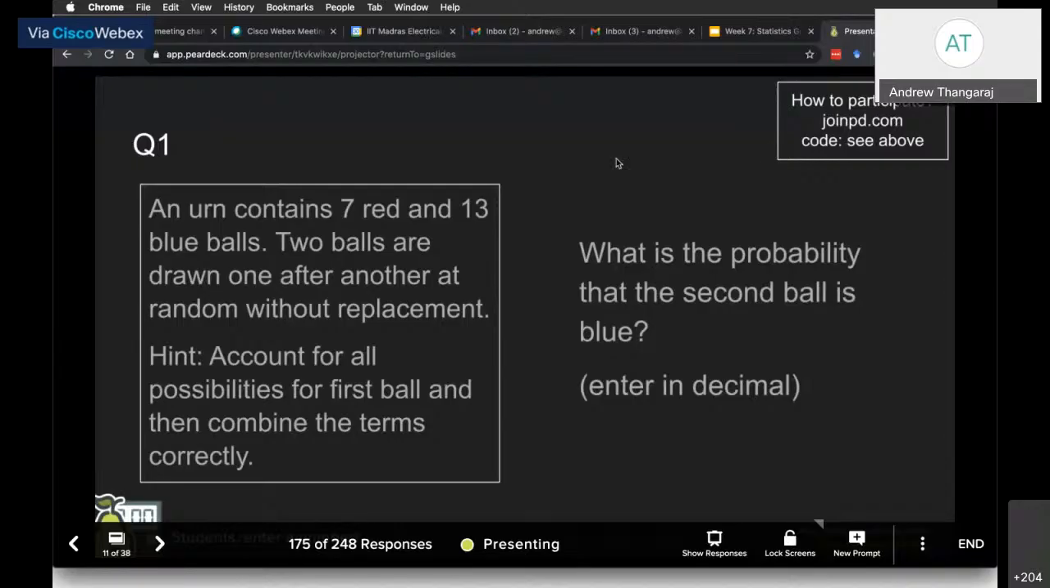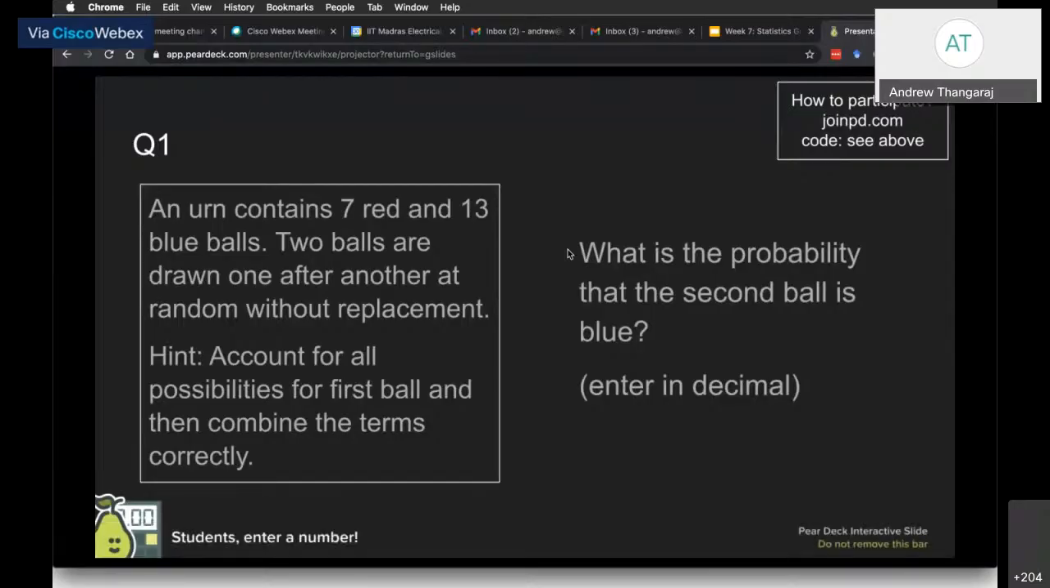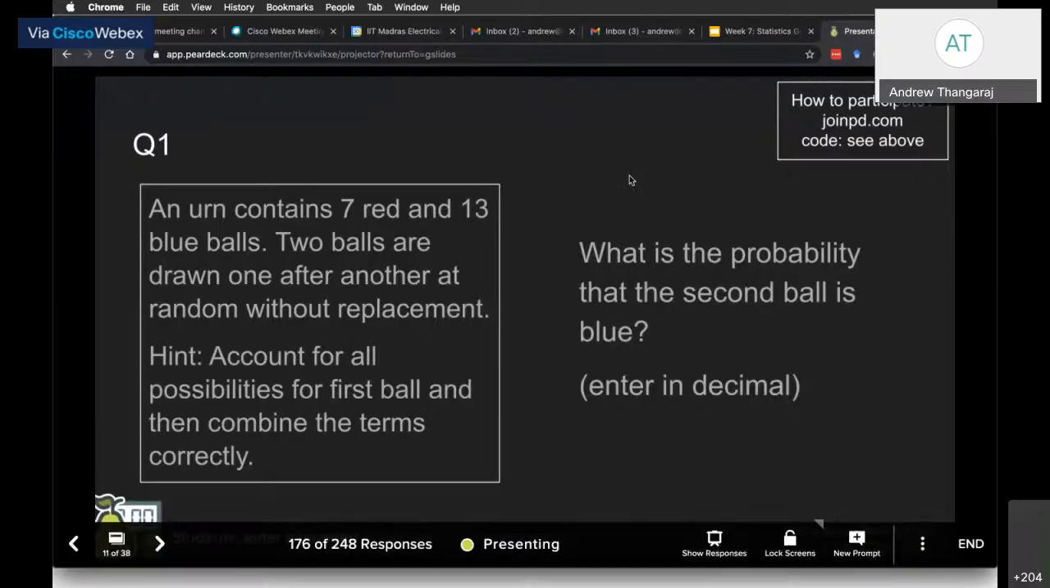Okay, I'm going to give one more minute and then I'll go into an explanation. One more minute, then I will give you the solution. And in fact, I'll give a very detailed solution on how to answer such questions.